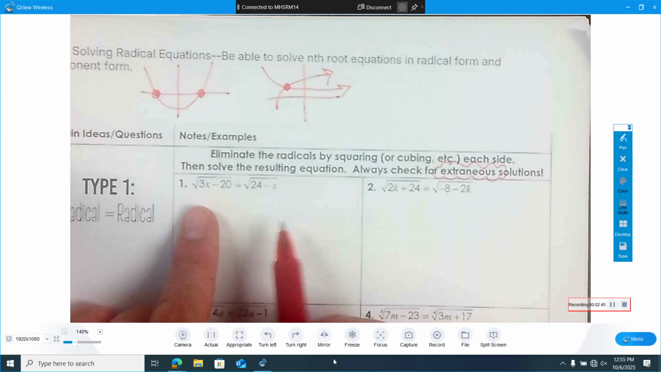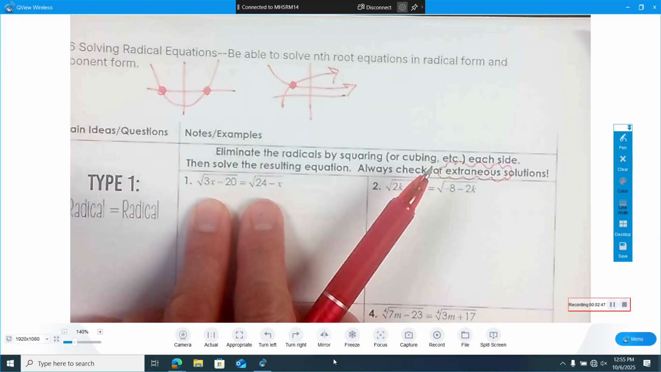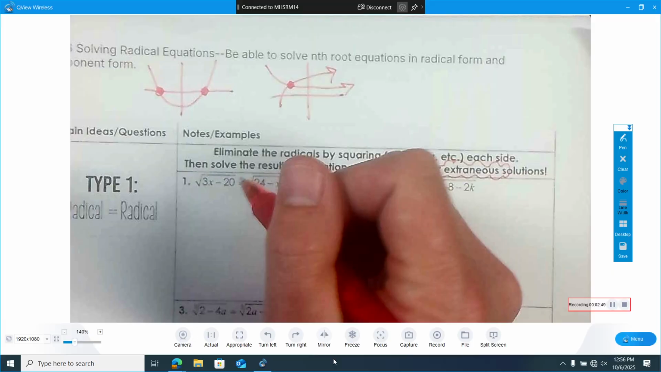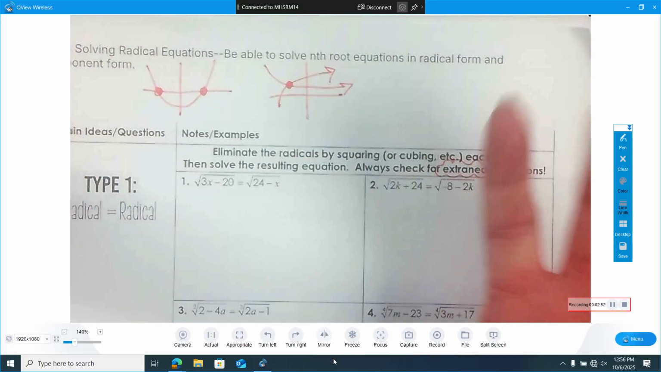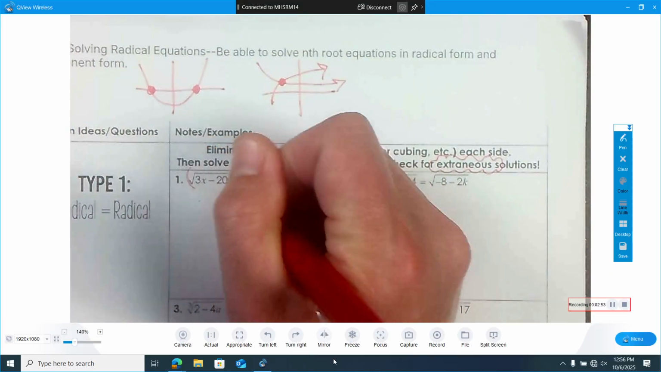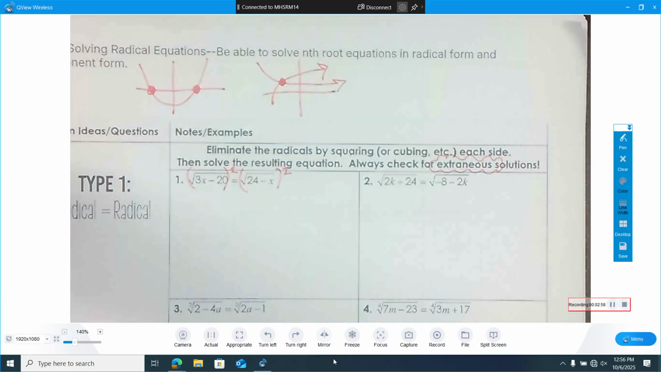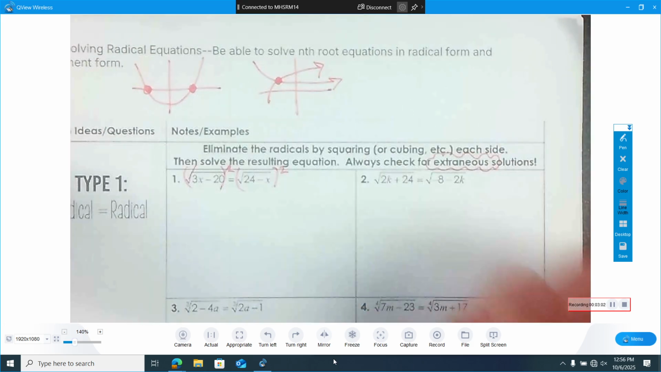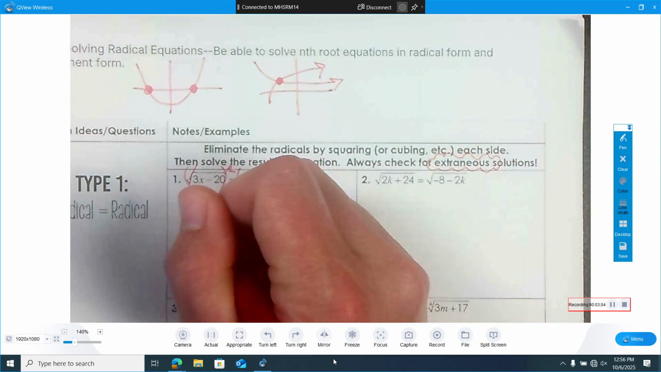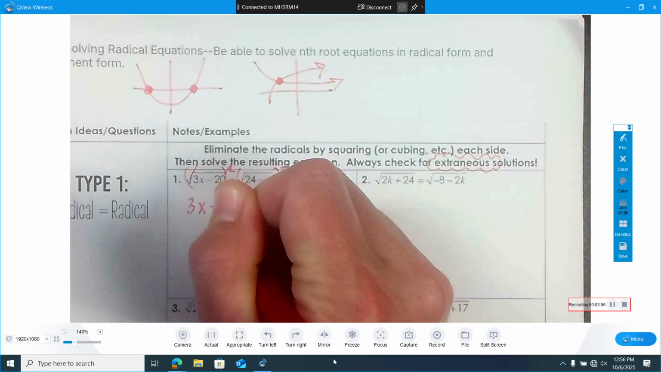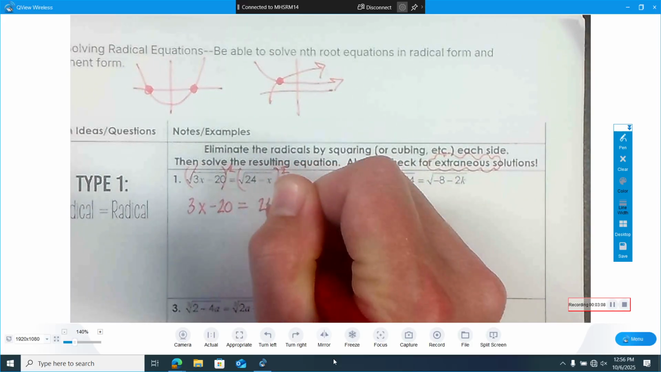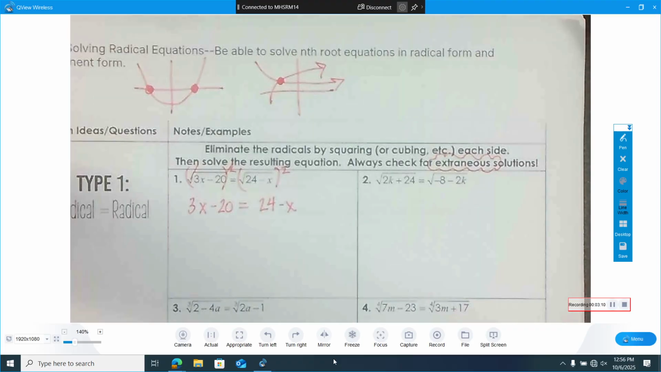So here you can see type 1. We have a radical equal to a radical. This is the easiest kind. I can't solve when everything is trapped underneath a radical. So the easiest way to get rid of that is to square both sides. And the square and the square root undo one another. So we get a nice, super simple 3x minus 20 equals 24 minus x. Squaring both sides cancels out the radical, and it's a super easy equation to solve.